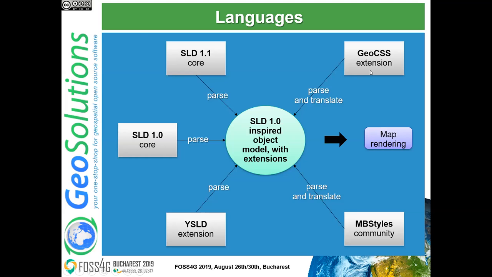We have one for GeoCSS, which is more than just parsing. It parses the CSS into an in-memory version of the CSS and then has to translate, because the mechanics of how the rules work are different between CSS and SLD due to cascading. So the process is a bit more complicated. We have the YSLD extension, which is basically, what if SLD was built on YAML instead? It's an SLD lookalike, but it uses the YAML syntax. And then we have the MBStyles community module that can parse a JSON specification in Mapbox GL styles and turn it into the common model.